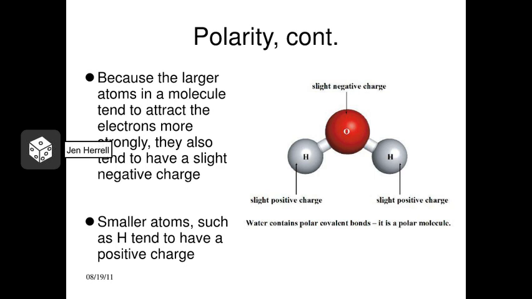When we have a very electronegative atom sharing with an atom that is not very electronegative, we end up with something known as a polar molecule. Polar molecules have charges. So let's take a look at that. Water is a great example of a polar molecule.